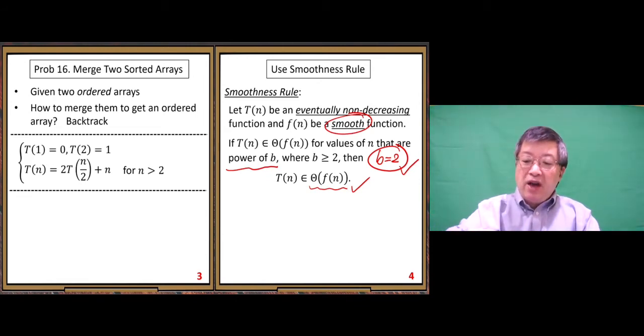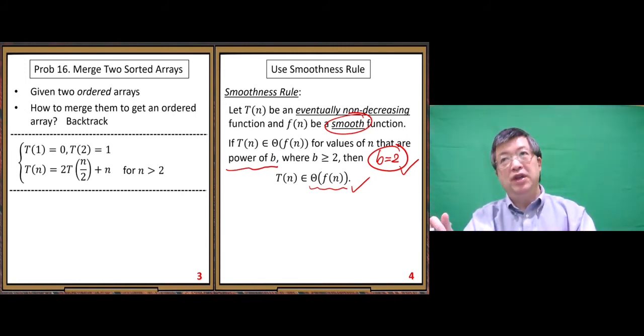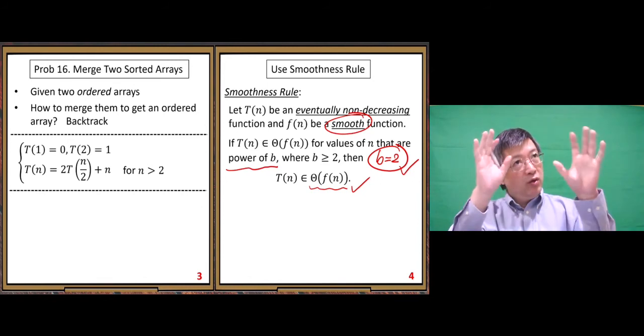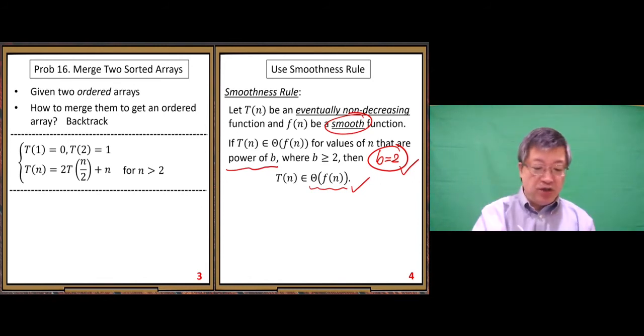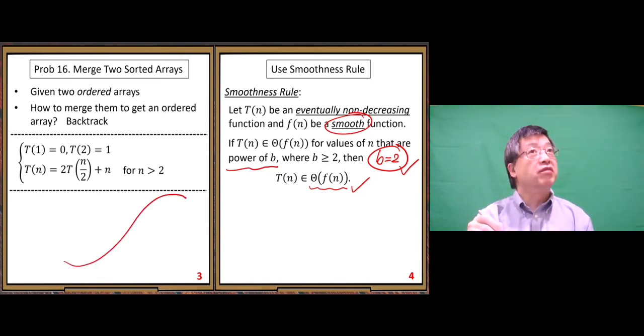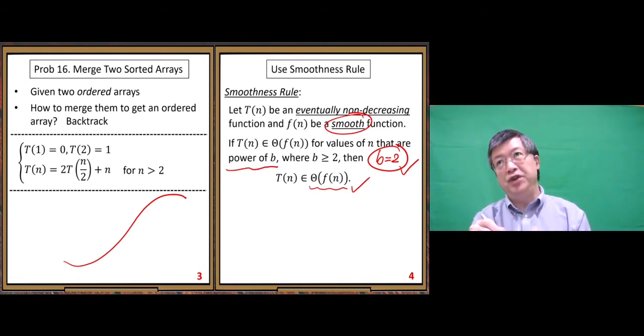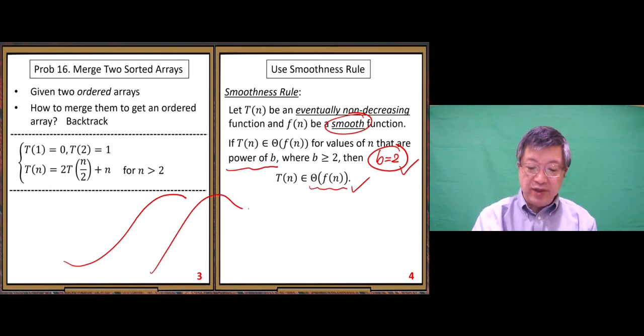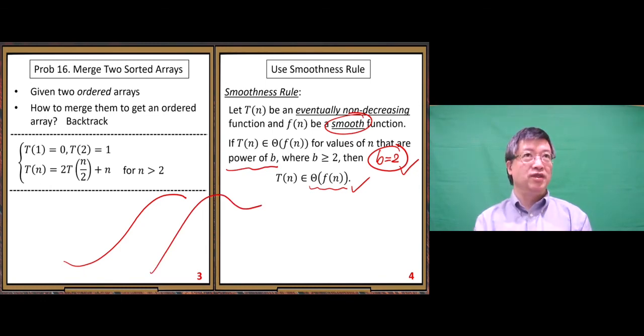Some of you may get confused with the calculus smooth function. In calculus, when we talk about a smooth function, the curve must be smooth. That's the smooth function, right? So the derivative is continuous. Basically the derivative is continuous, so then we say smooth function, right? But here we do not mean that.